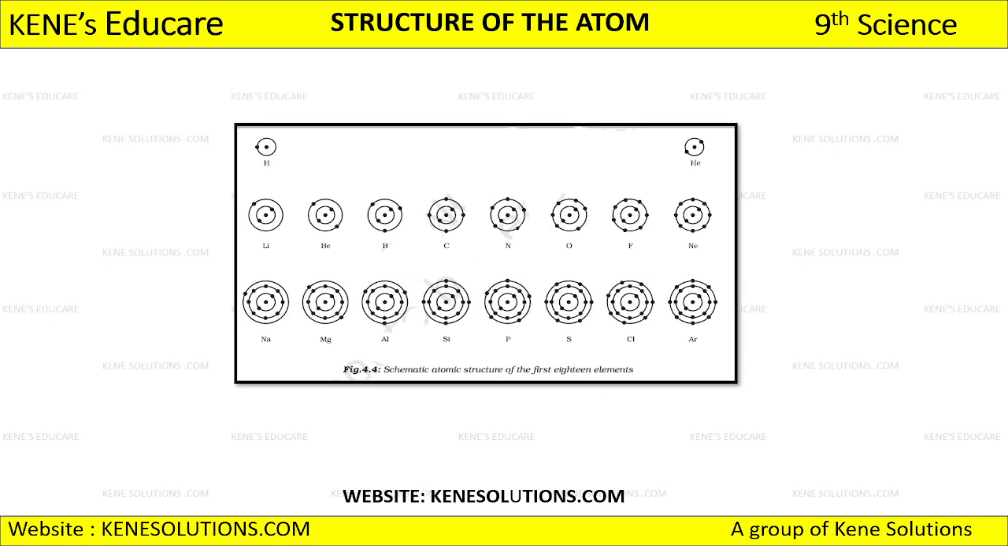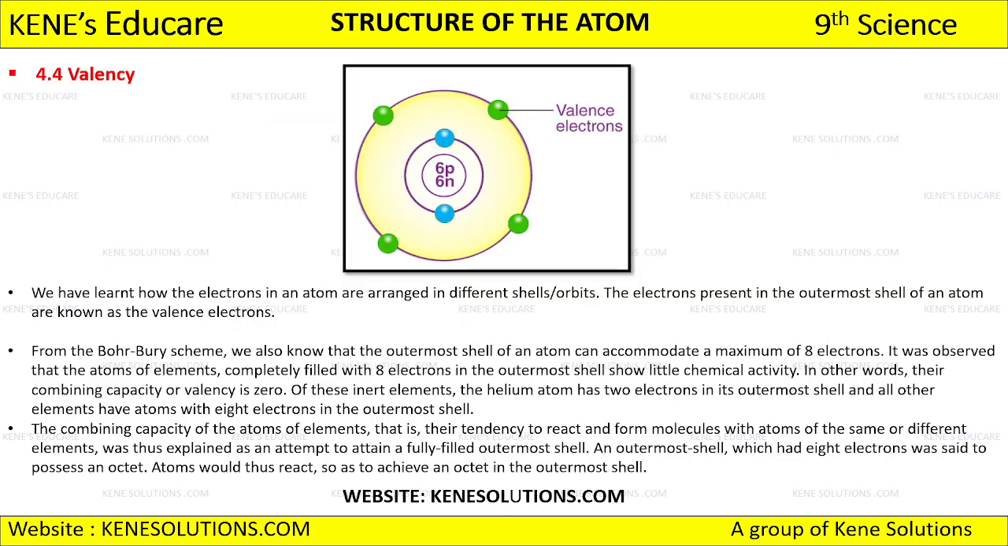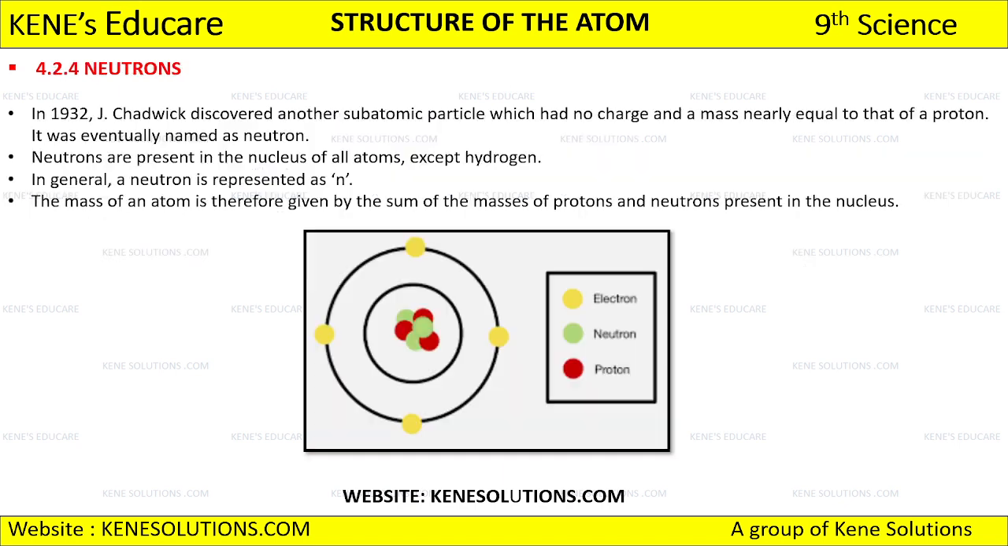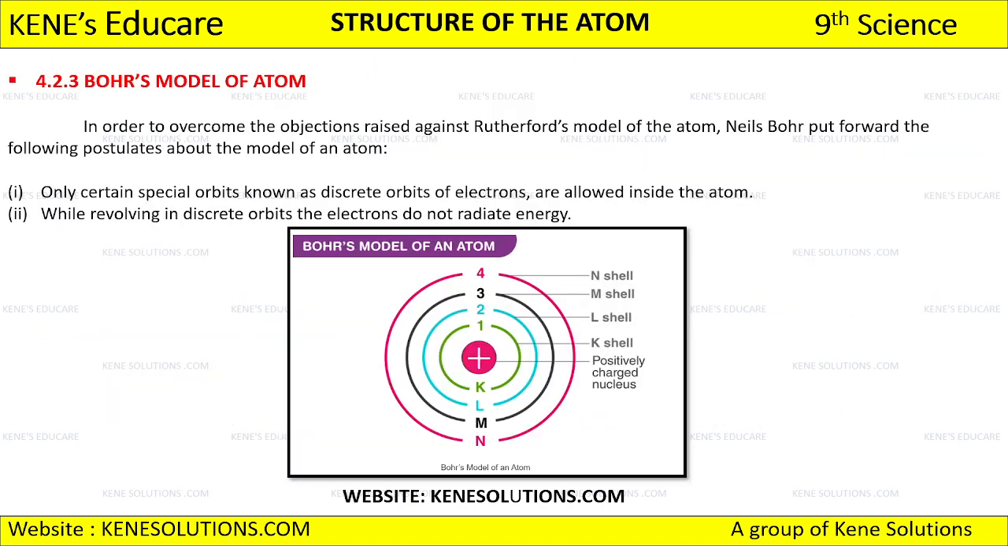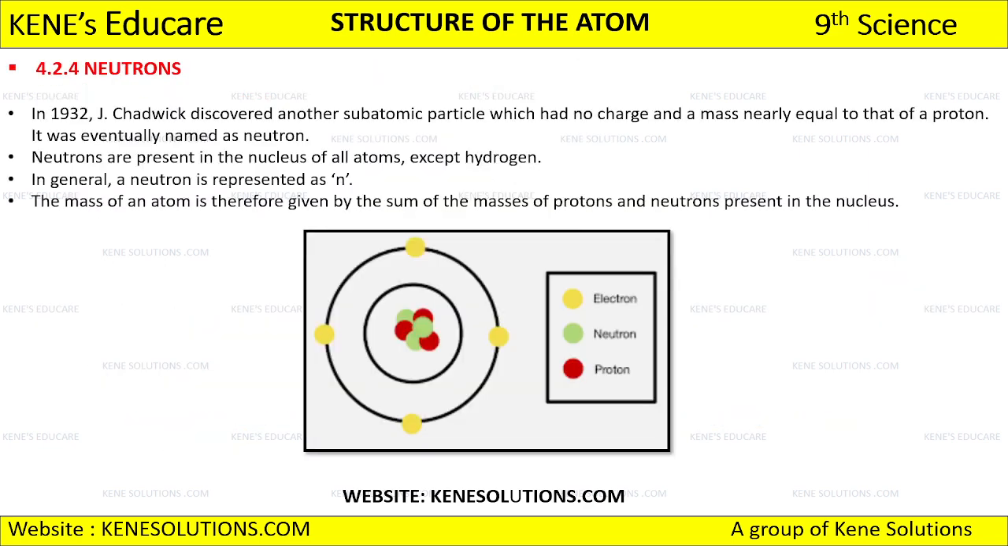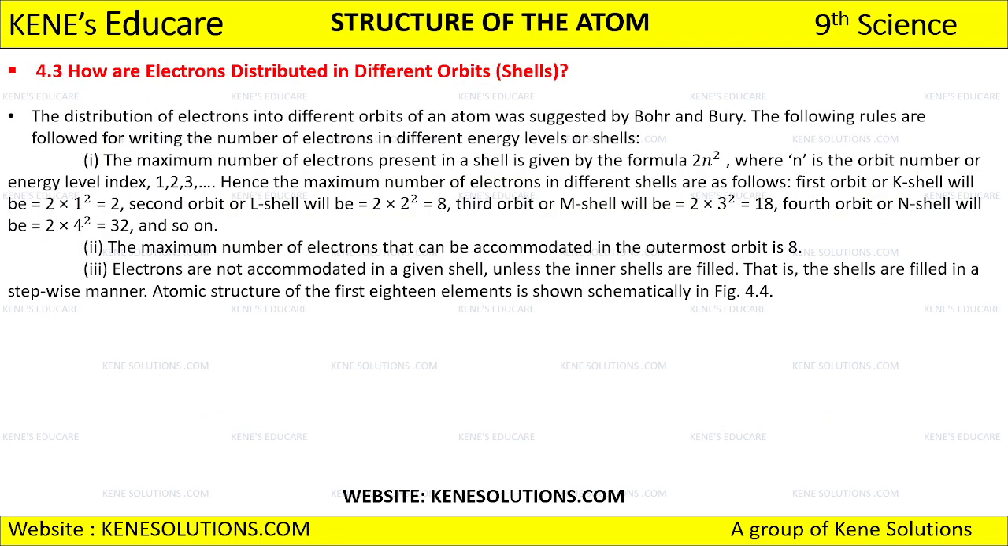Okay. So now I hope you have understood how electrons are distributed in different orbits. Today we discussed Bohr's model of an atom, then the neutrons part and how exactly electrons are distributed in different orbits, where we know that there are four important shells: K shell, L shell, M shell, and N shell. These are the four different shells that we have discussed, right?